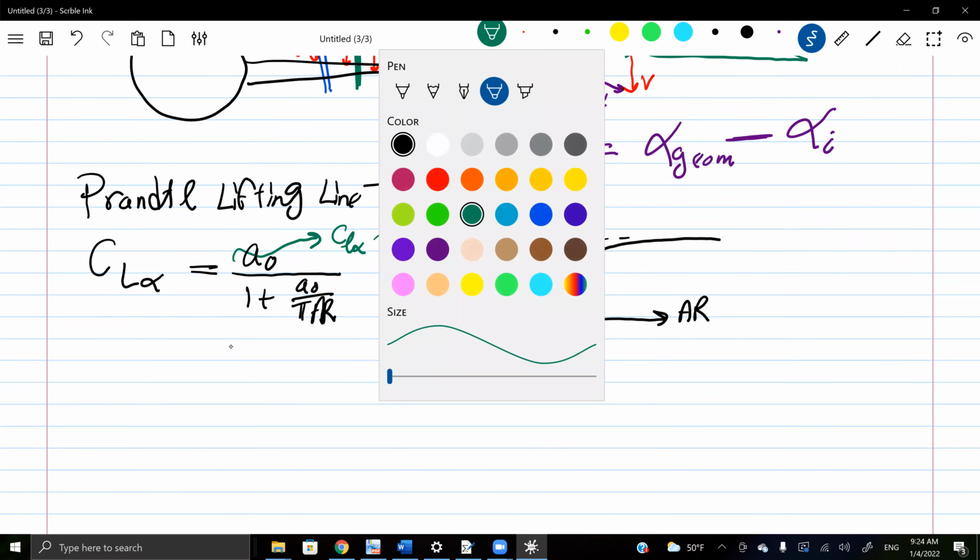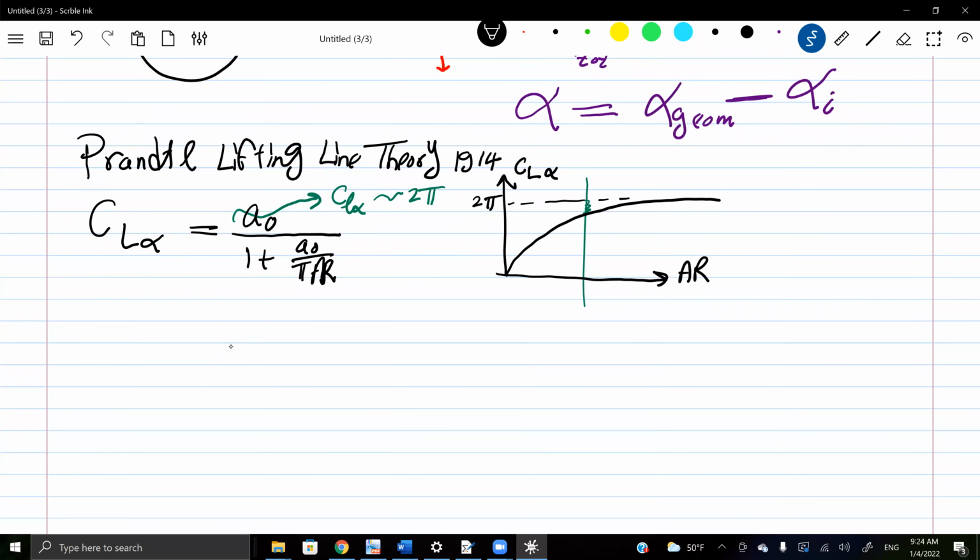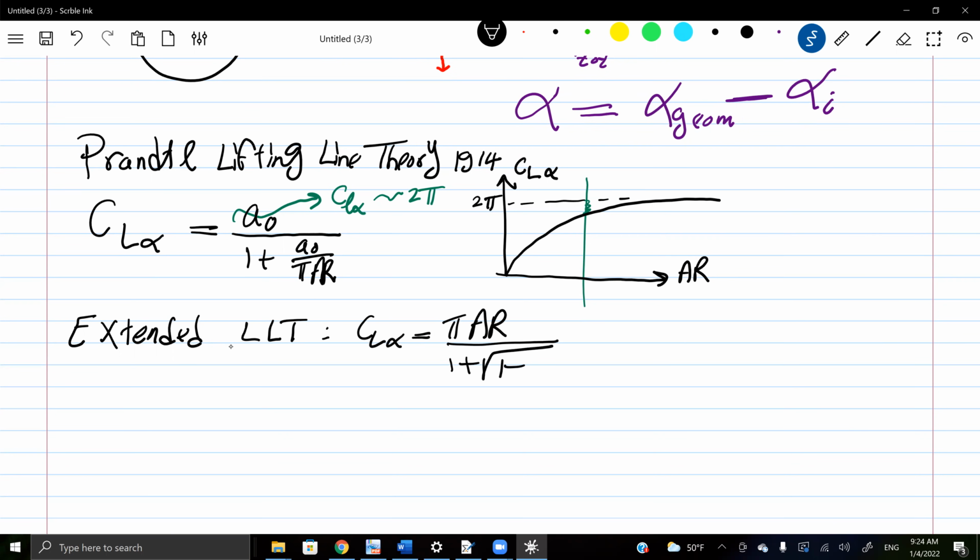This relation is not very accurate, or reasonably accurate, for large aspect ratios. For small ones, there was an extended version of it, extended lifting line theory by one of Prandtl's students. Here is the relation. CL alpha is pi aspect ratio over 1 plus square root of 1 plus kappa squared, where kappa is pi aspect ratio over A naught. No, ignore all these details. This is the relation that we will use throughout the course.